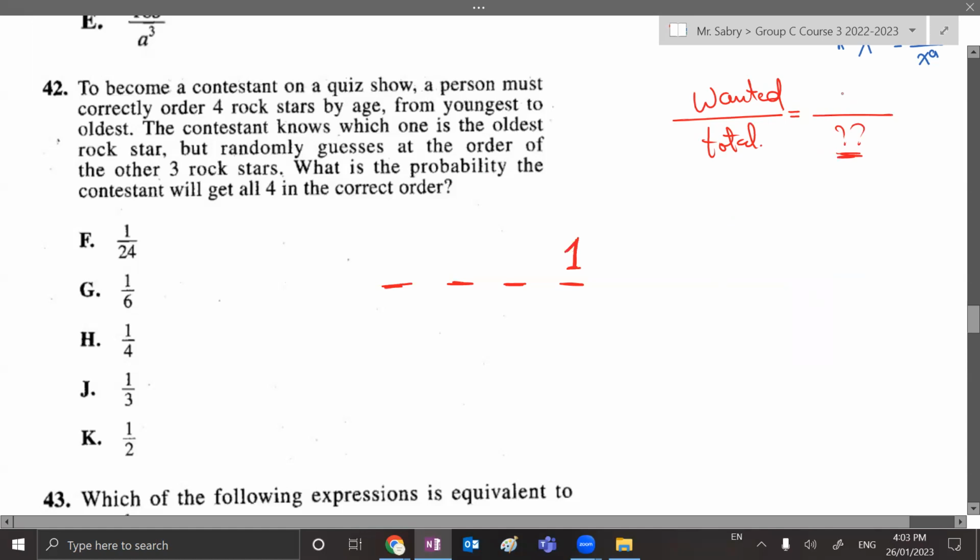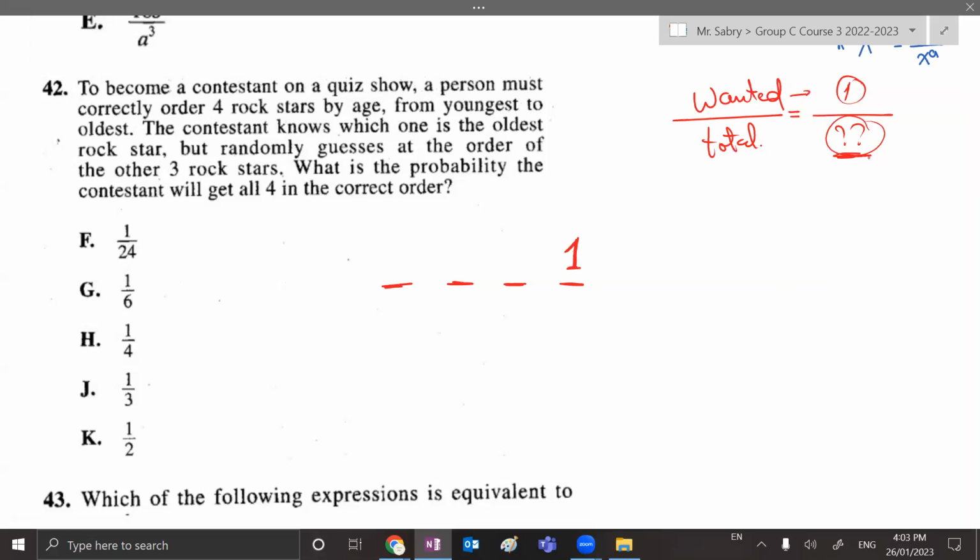Because we know there's only one case where all of them, or the 4 of them, are correct. So we know the wanted is only one scenario, but we don't know the total. We don't know how many possible options he could select. And that's what we're trying to figure out. So how can we figure this out?